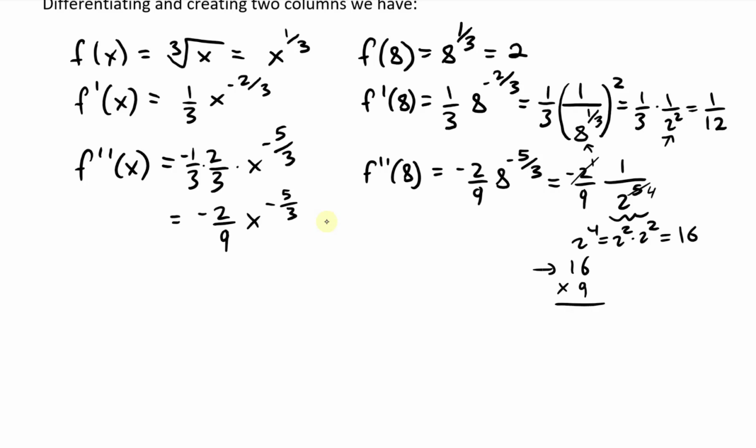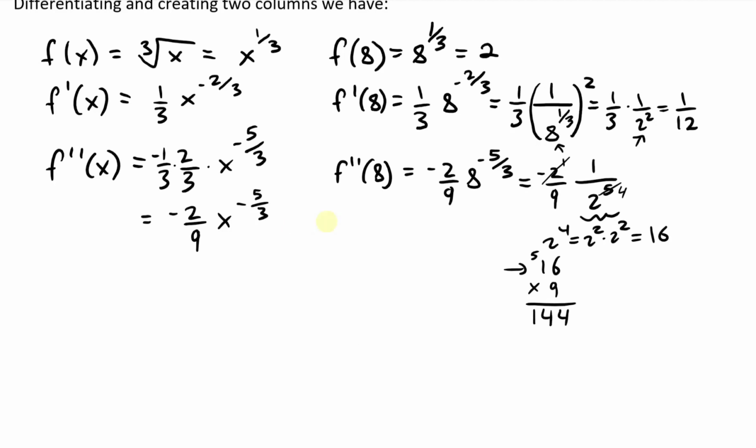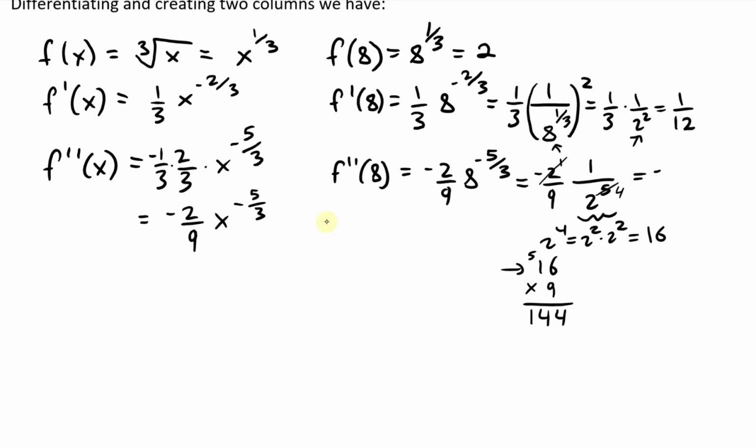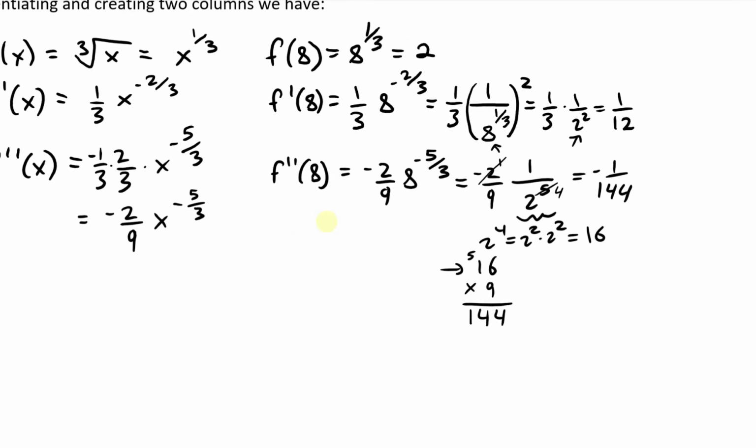9 times 6 is, well, 9 times 5 is 45, plus 9, so 54. So put down 4, carry the 5. 9 times 1 is 9, plus 5 is 14. So this equals negative 1 over 144. I just want to do this exercise and the calculations by hand. So let's box this out.